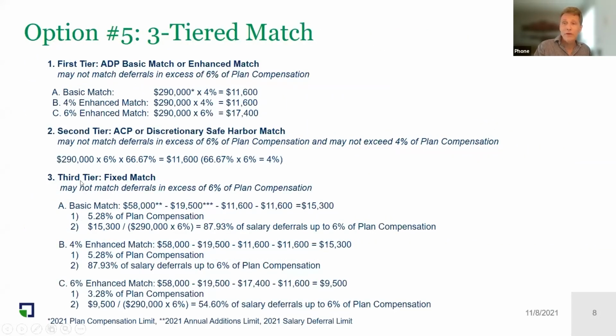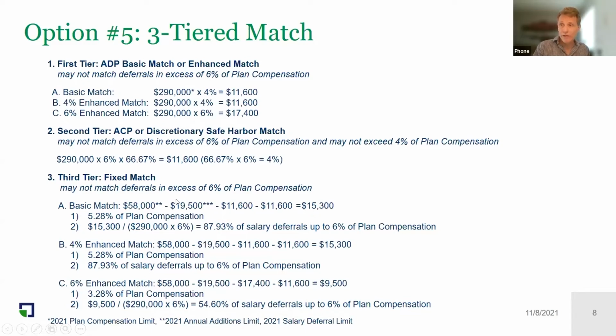Okay, then we go down to the third tier, which is a fixed match. And again, this match may not exceed 6% of plan compensation. How much of this you have to calculate? So 58,000 is the maximum. We call this the annual additions limit. This is the maximum amount of money that a participant may receive in a plan year.